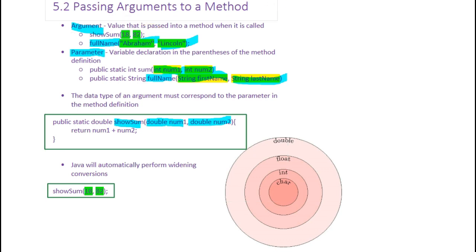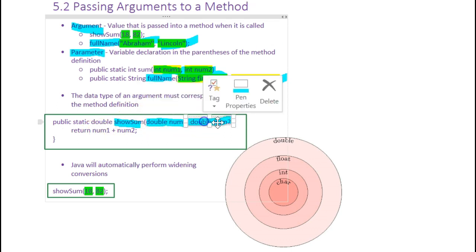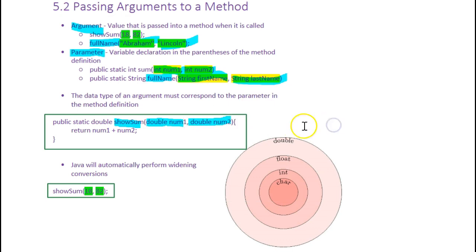However, the real story is a little more complicated. What if we have a method, showSum, that in its definition contains two parameters in the parameter list, and they're both specified as doubles? This method returns the sum of the two parameters, and one question we can ask ourselves is, what would happen if we passed in two ints?